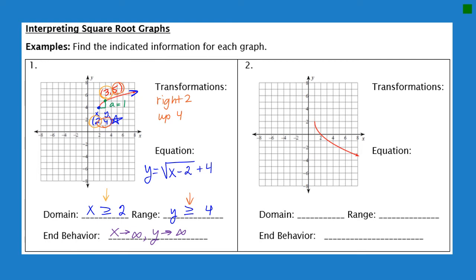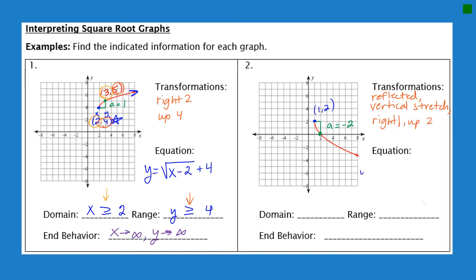For number 2, my start point is the point 1, 2. That tells me that I'm moving the graph right 1 and up 2. Then I also need to identify my a value. I'm going to go right 1 box, and then I have to go down 2 boxes to get to my point. So my a value is -2. That tells me I have 3 transformations. This graph is reflected because the a value was negative. I also have a vertical stretch because the value of a is 2, which is bigger than 1. And then I'm also going right 1 and up 2.